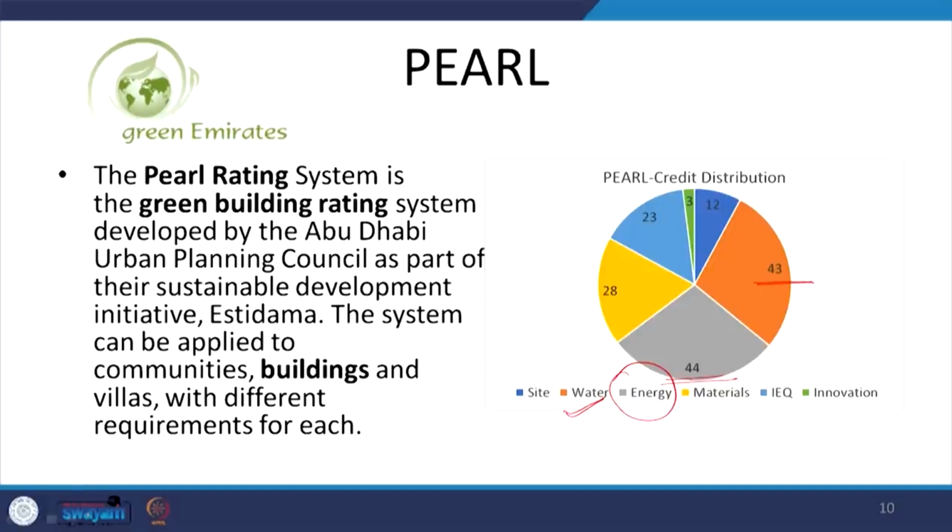So total 44 credits, this is not a percentage, but 44 credits, approximately 30% is for energy and 30% is for water, and the rest, approximately 30%, takes into account materials, indoor environment quality, site and innovation all. So this is a very high number which we are seeing in Pearl, and that is the intent of this discussion, where we see that different rating programs have different emphasis points.